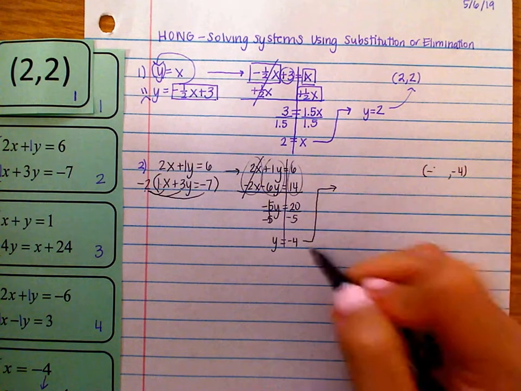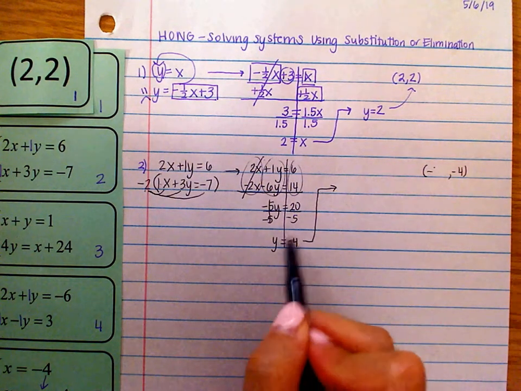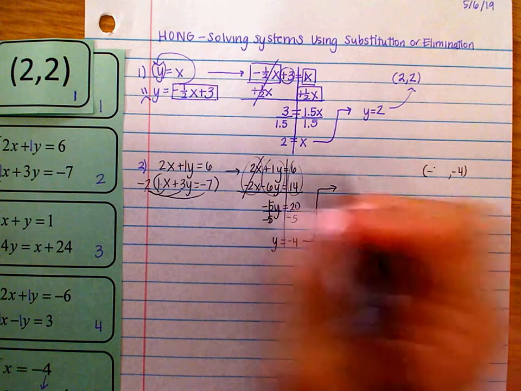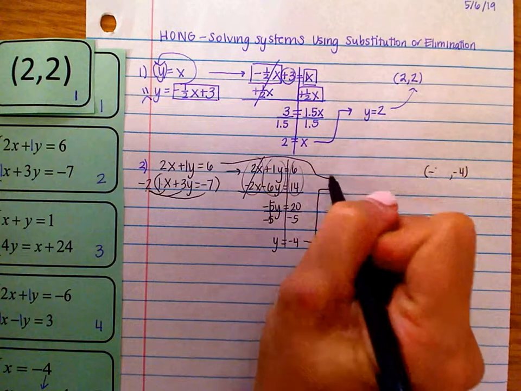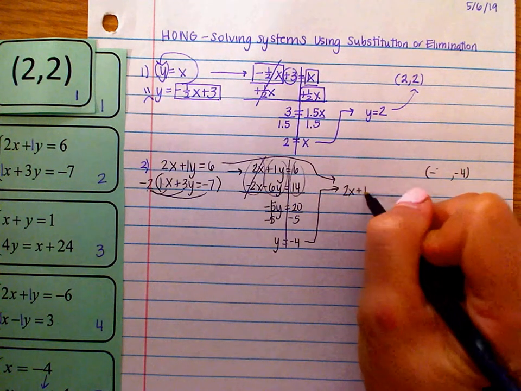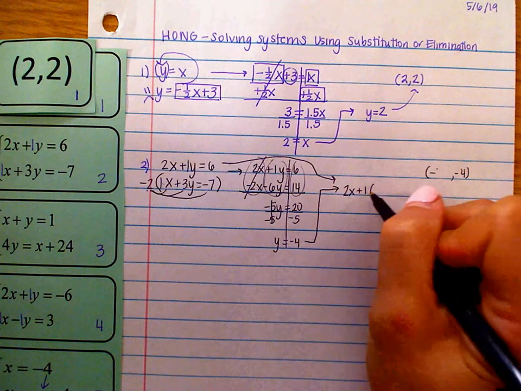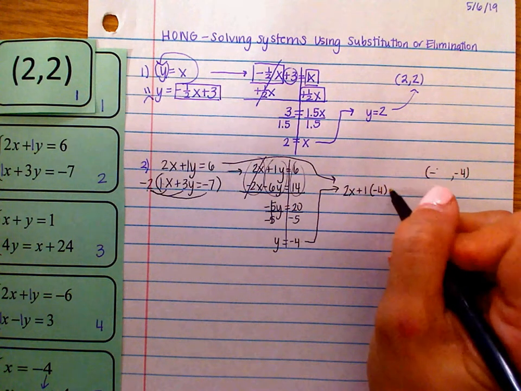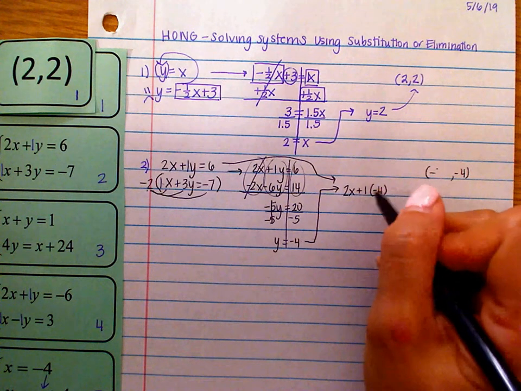Oops, not in the x spot. I'm going to put it here for now. I don't know what x is going to be yet. So then you have to decide if you want to put this -4 for this y or this y. Let's say I decide to do the top one. So we rewrite the 2x, plus the 1 times the -4.